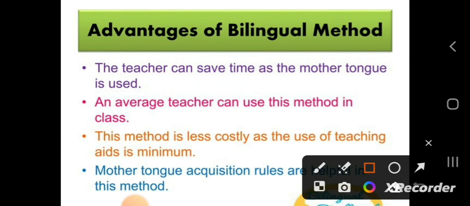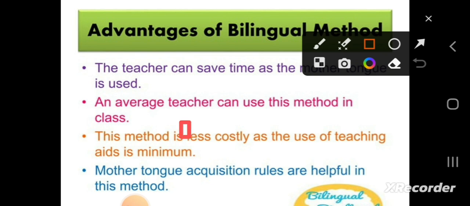Next, an average teacher can use this method in a class. This method is user-friendly for teachers, including those who may not be highly specialized in language instruction. The reliance on the mother tongue and sentence pattern simplifies the teaching processes.